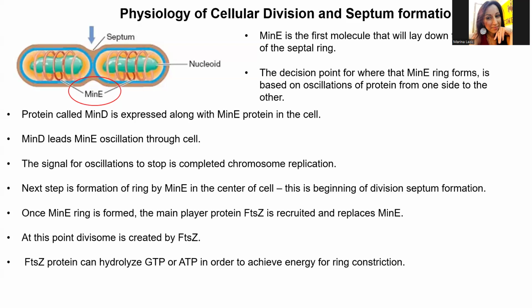Why is FtsZ important? First of all, it builds the division septum. Second of all, FtsZ has the ability to do hydrolysis of energy molecules. This can be either GTP or ATP. I'm not sure which one is more efficiently used, but both of them are energetically similar. And these are required to get energy for constriction of the ring, so to get that pinching off.